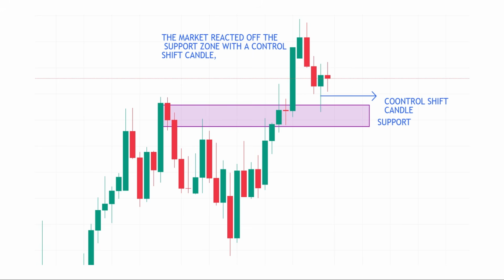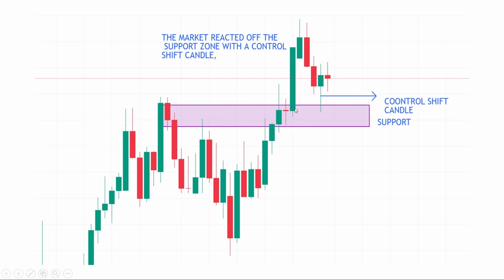And very long tails, right? As you can see here, we have a support, right? Price broke through this support with a strength candle right here, right? And when it came back to this support, it was a resistance then when it broke the structure, and then when it came back to the support, it gave you this candle.